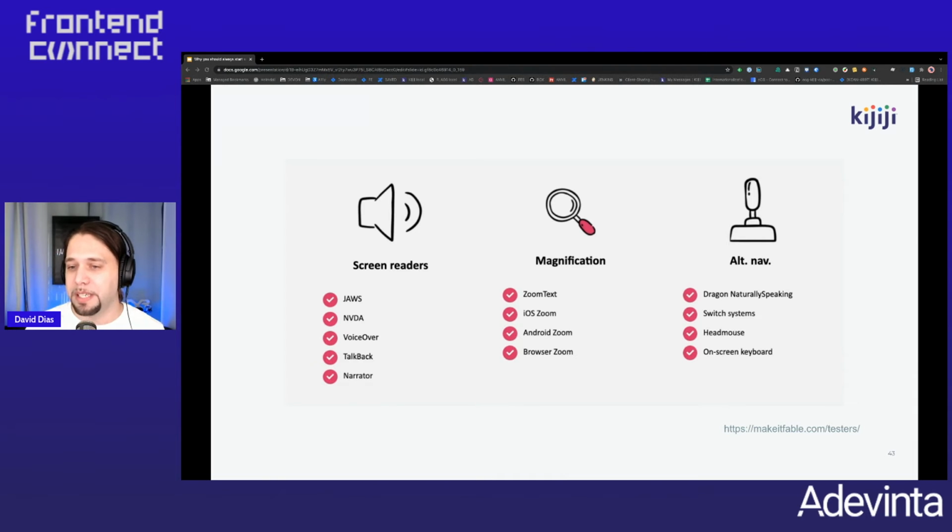These are some examples of the tools that people use to run tests: JAWS and NVDA, and VoiceOver on Apple products, which is really good. But you also have tools for magnification, and other alternative navigation tools. All these tools need to be used to do manual testing. This schema is from Fable, a Canadian company that does amazing work in testing and doing a lot of manual testing.